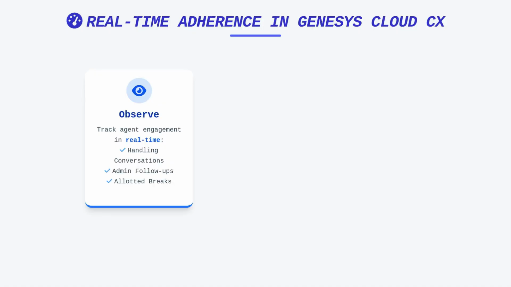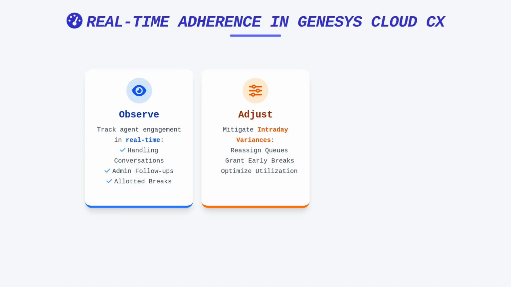When variances appear, you must be prepared to make immediate scheduling adjustments to optimize agent utilization and mitigate potential customer wait times. This might involve reassigning agents between queues or granting early breaks when volume dips, thereby preventing waste and ensuring that you are utilizing your human capital effectively.